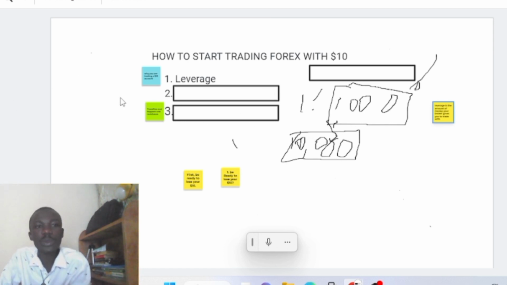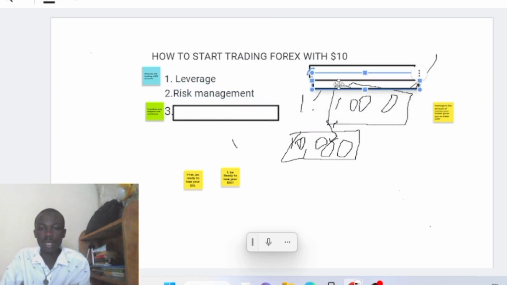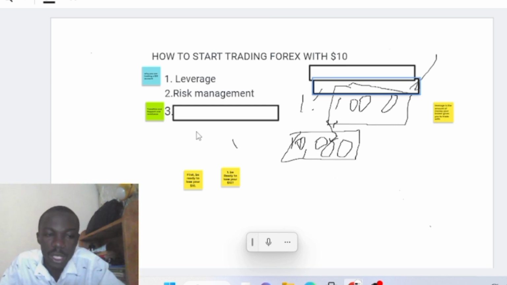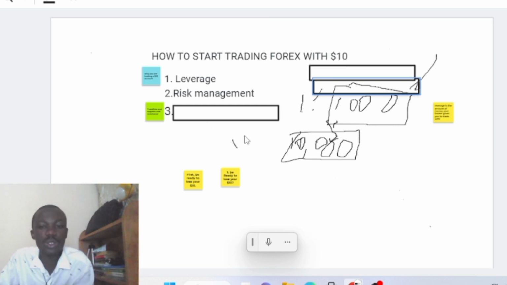Now, the second thing that we really need to trade our $10 account is risk management. Some people will tell you that with a $10 account, you cannot manage your risk very well. Risk management means knowing how much you are willing to lose in a given trade. How many trades are you going to lose so that you blow your account? In every trade, how much are you going to risk?